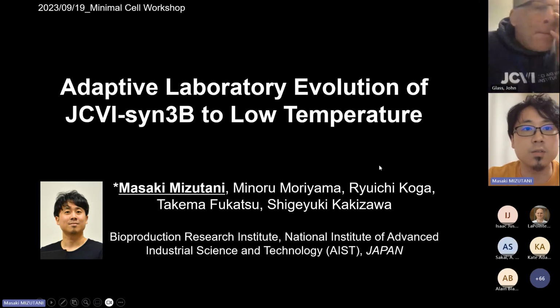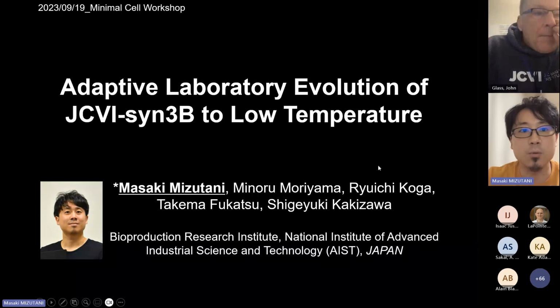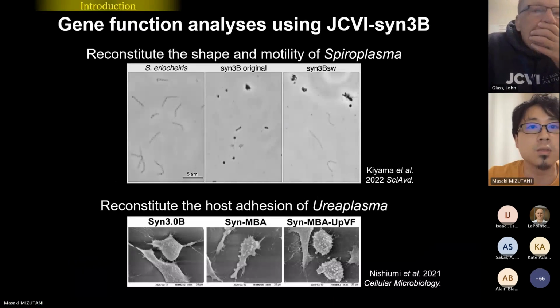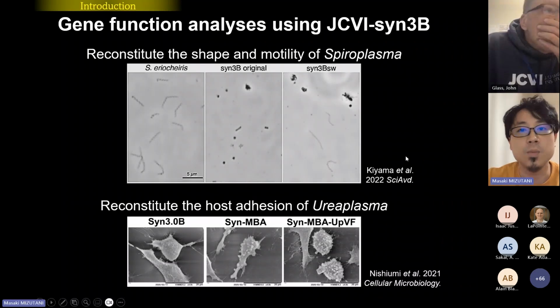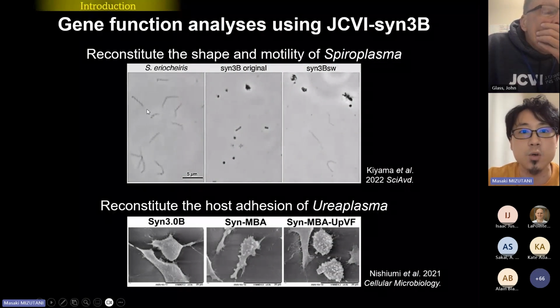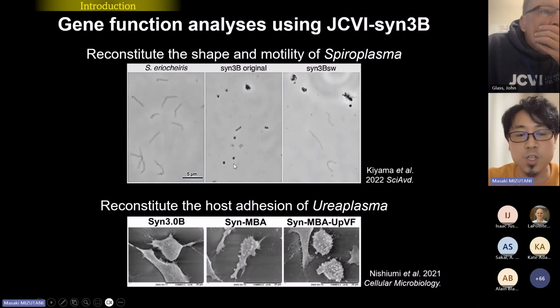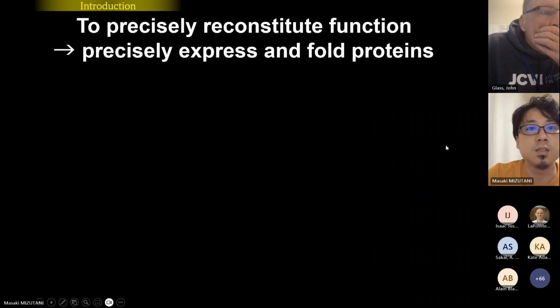Today I will introduce adaptive laboratory evolution of a minimal cell to room temperature. Syn3B has been used for functional analysis by reconstitution of introduced gene function, for example, the Spiroplasma swimming reconstitution or Ureaplasma adhesion reconstitution. This strategy is really cool for us.